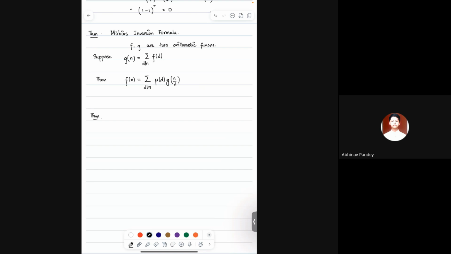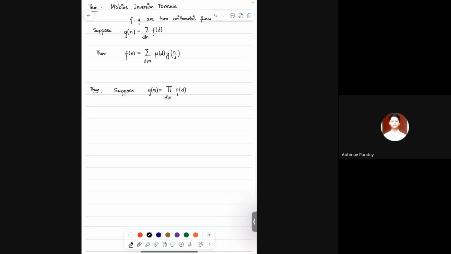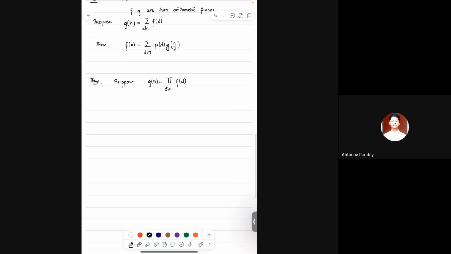Input values are all non-negative. Suppose you can write down g(n) as a product over all divisors of f(d). So now you have another function f, but you're writing g in terms of the product of the input values of f(d), where d is dividing n.